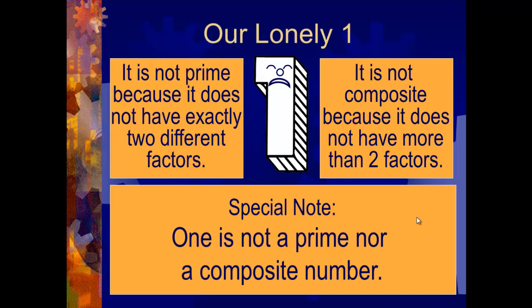Again, why is 1 not a prime? Because it doesn't have exactly 2 different factors. And why is it not a composite? Because it doesn't have more than 2 factors. Okay.